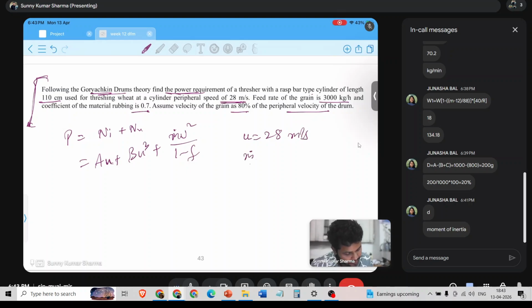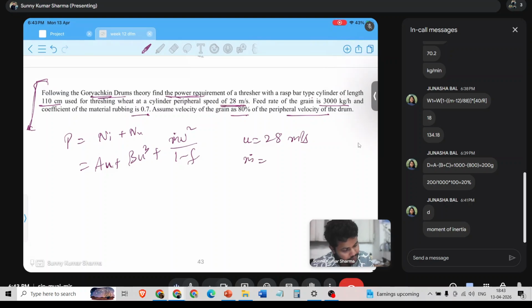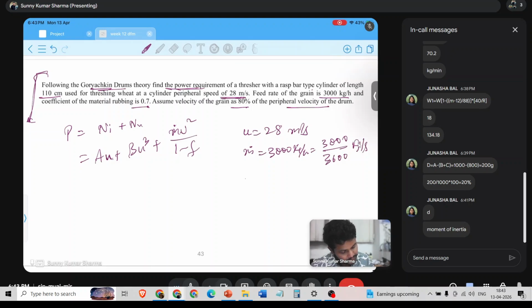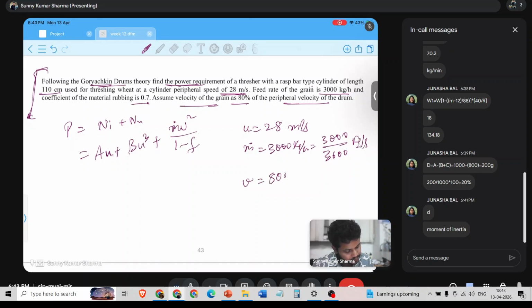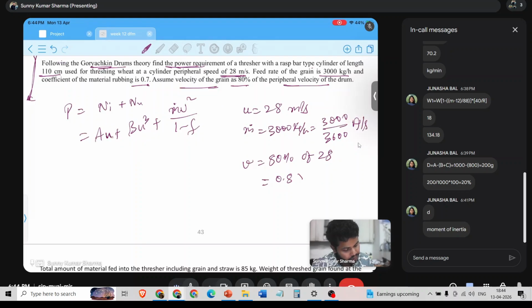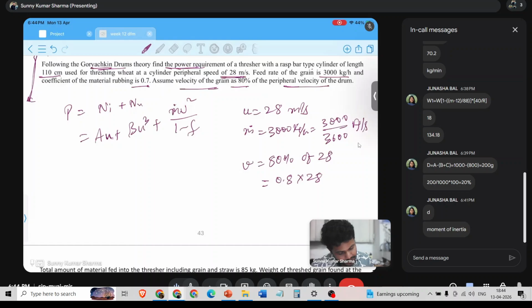M dot, mass inflow, is mass of grain input, which is 3000 kg per hour. We can convert it in kg per second, which will become 3000 by 3600 kg per second. V is the assumed velocity of the grain, which is 80% of velocity of drum. So V is equal to 80% of U, 0.8 into 28 meter per second. Coefficient f is coefficient of material rubbing, which is 0.7.